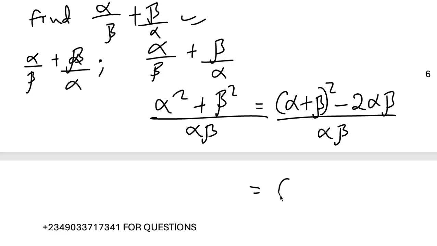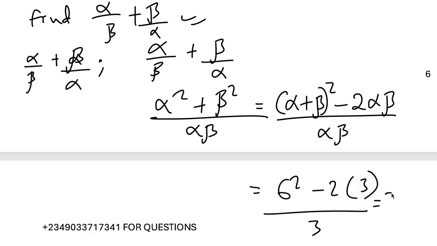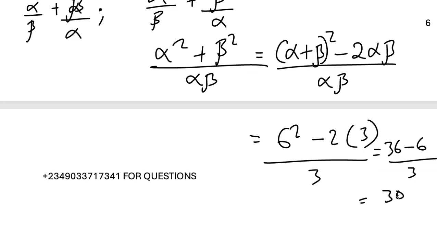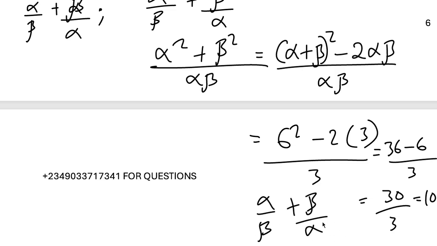So we simply substitute. So that will be 6 squared negative 2 into the product, which we got as 3, right? All over 3. So 6 squared is 36 minus 2 times 3 is 6, over 3. 36 minus 6 is 30 over 3, which is 10. So that implies that alpha over beta plus beta over alpha is 10. Do you understand?